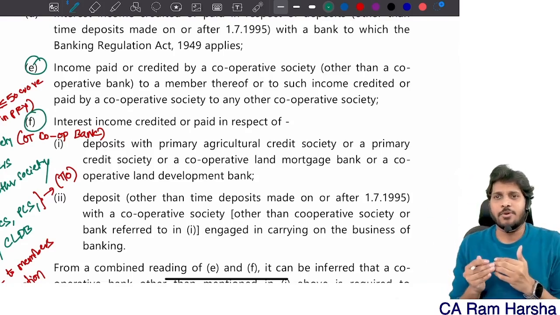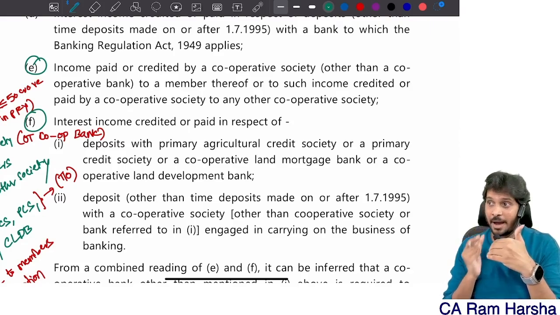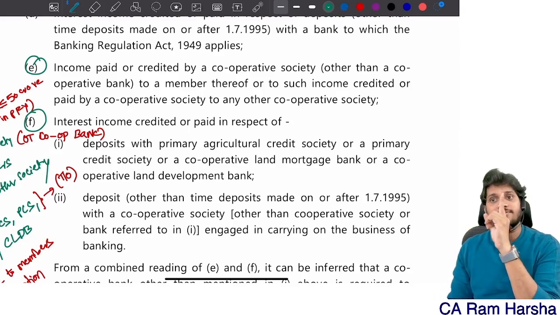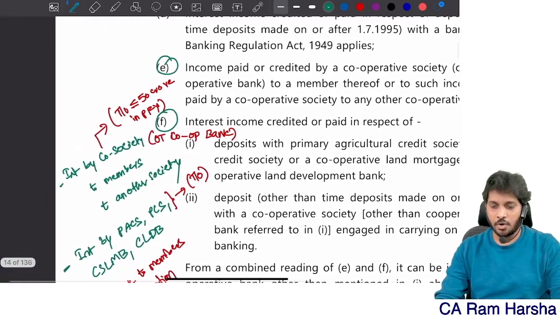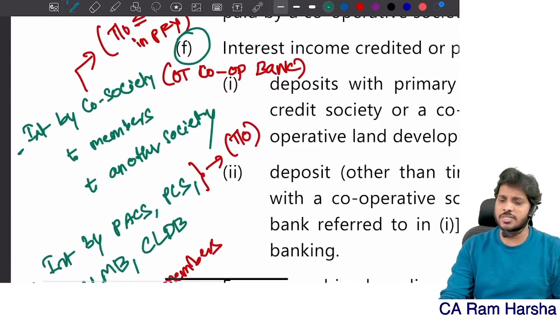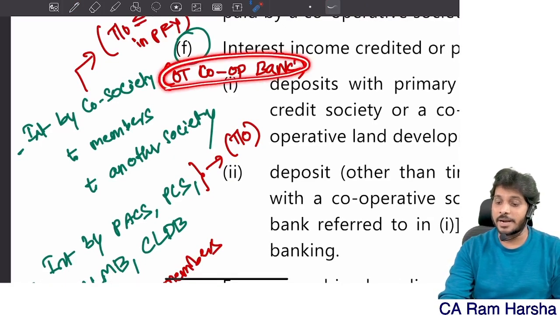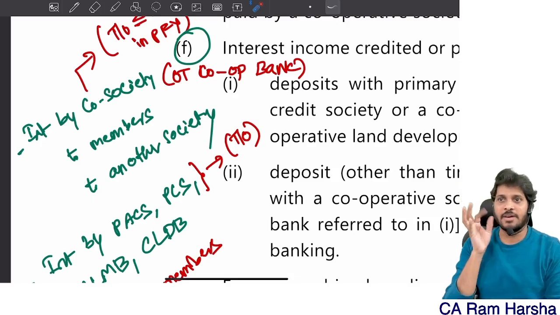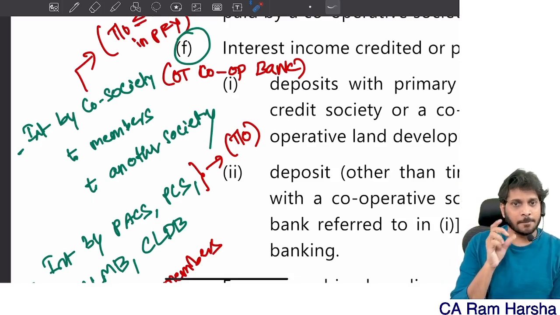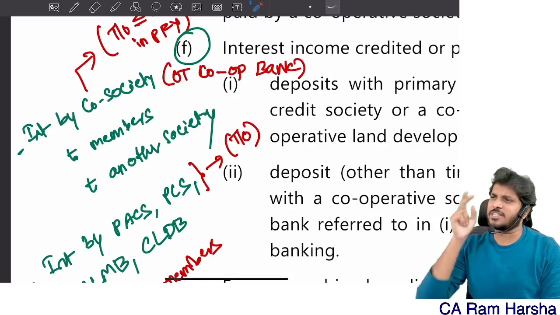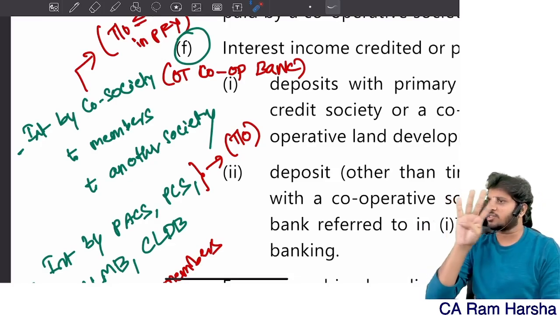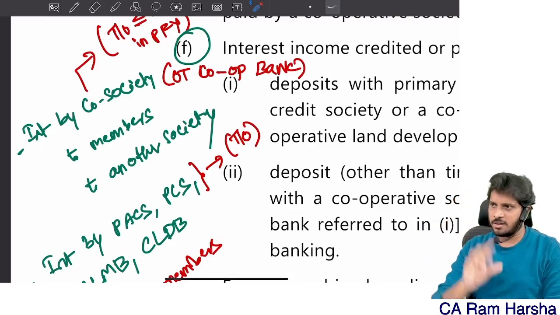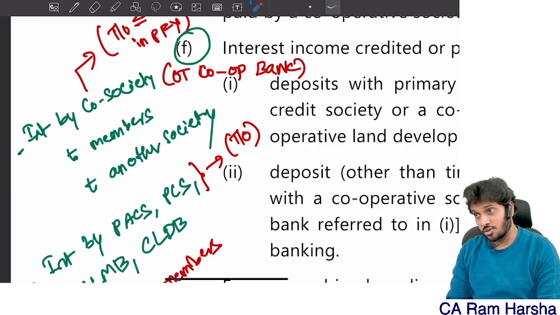Now, suppose interest is paid by what? Cooperative society. Interest is paid by a cooperative society. Which cooperative society? Other than a cooperative bank. By the way, interest is paid by a society other than a cooperative bank. Suppose it is a cooperative bank, 40,000 threshold. Senior citizen, 50,000 threshold. Yes or no?